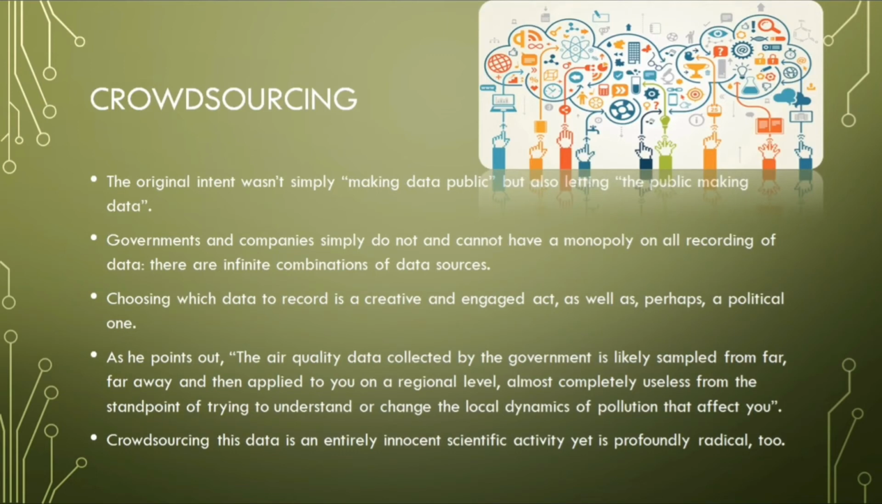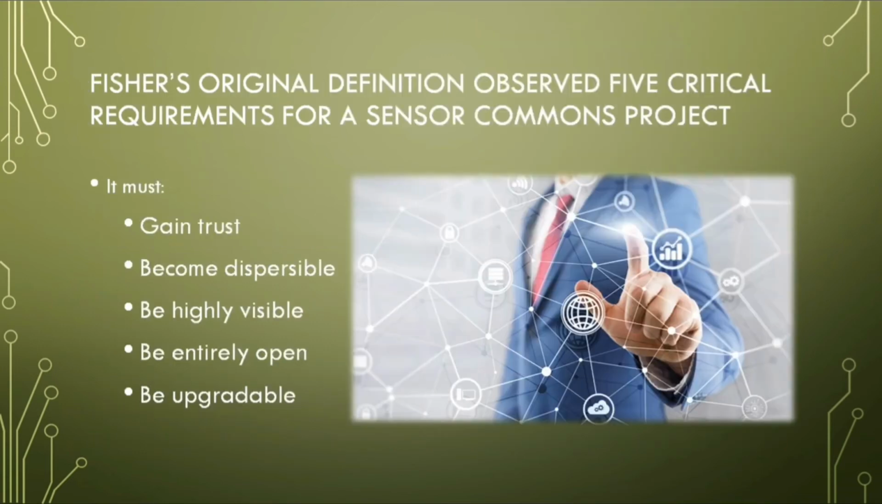One fascinating feature of modern internet life is crowdsourcing, from knowledge to funding projects to work. The original idea of crowdsourcing was, instead of making data public, let people make data for a project. There are 5 critical requirements observed in Fisher's original definition for a sensor commons project. According to him, every project must gain trust, become dispersible, be highly visible, be entirely open, and be upgradable.